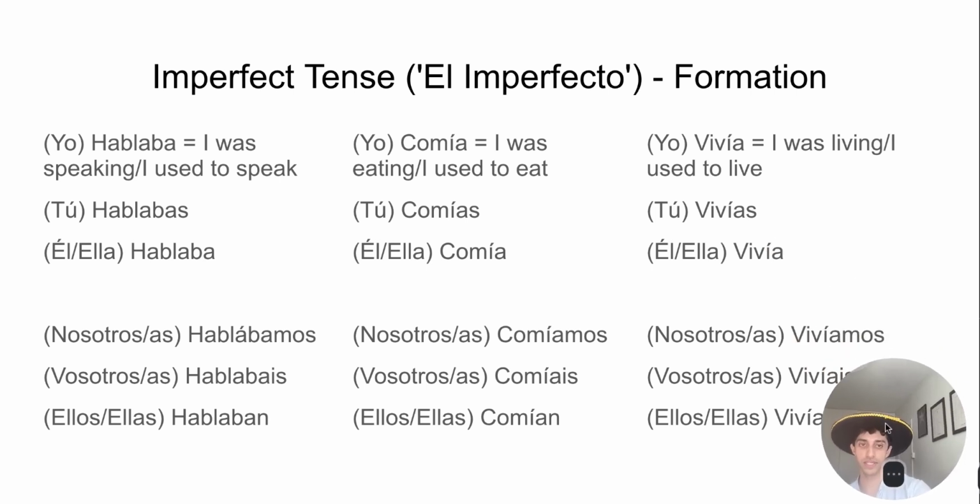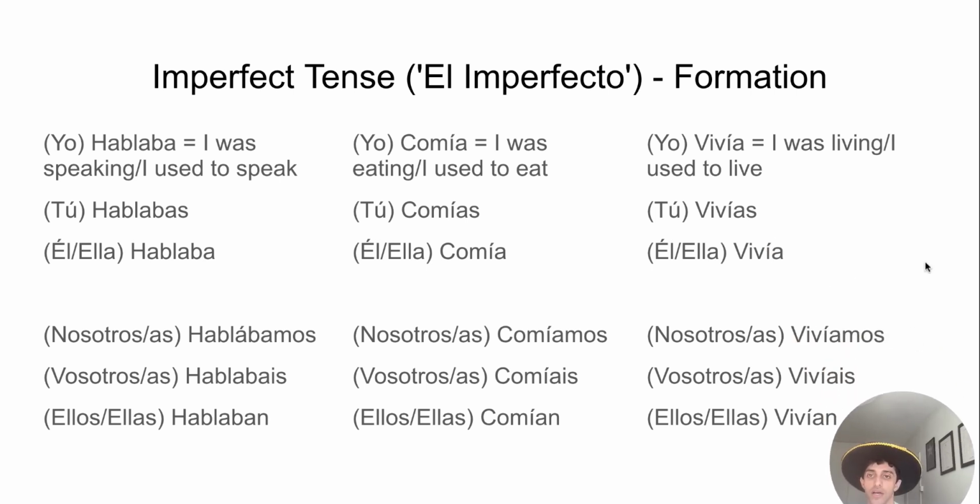So this is just to illustrate the imperfect tense for the three different kinds of regular verbs in Spanish. AR verbs like hablar on the left-hand side, ER verbs like comer in the middle, and IR verbs like vivir on the right-hand side. So do make a note of this, especially areas that are new or that you're less confident with.